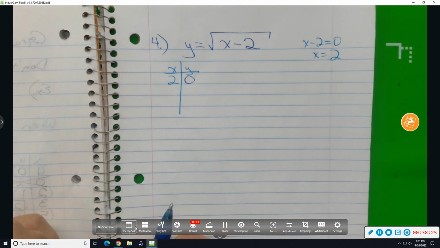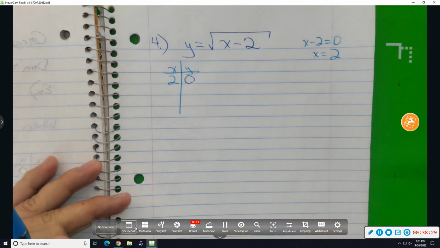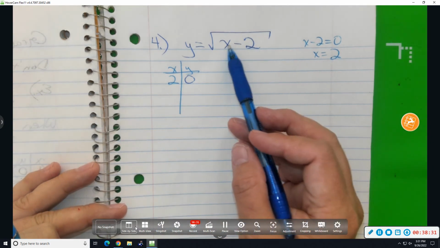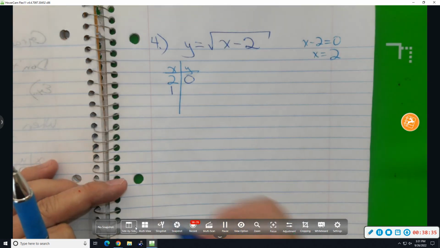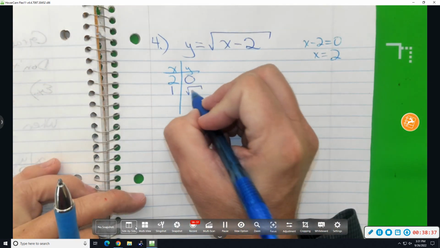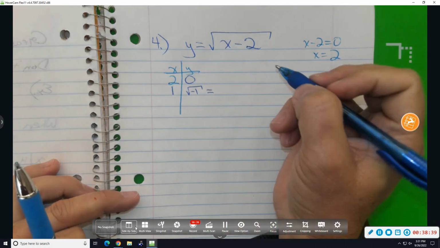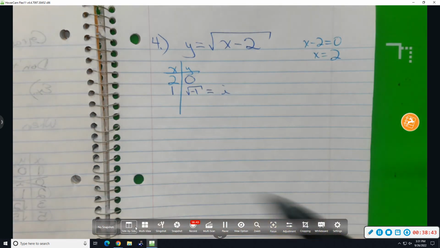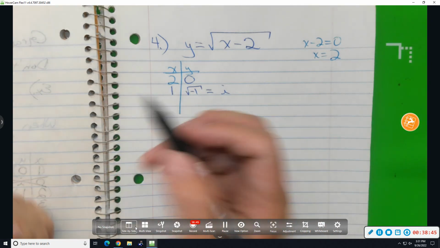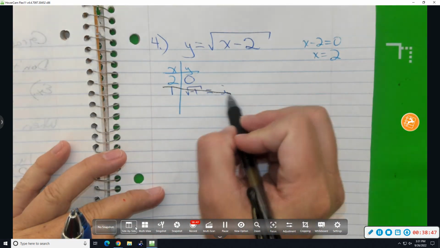Now, suppose we tried to go back to 1. Suppose we tried to use 1 for x. If we plug in a 1 for x, what's about to happen? You get the square root of negative 1, and we know that's the i. We can't do those. So we can't go to the left of 2 on our grid.